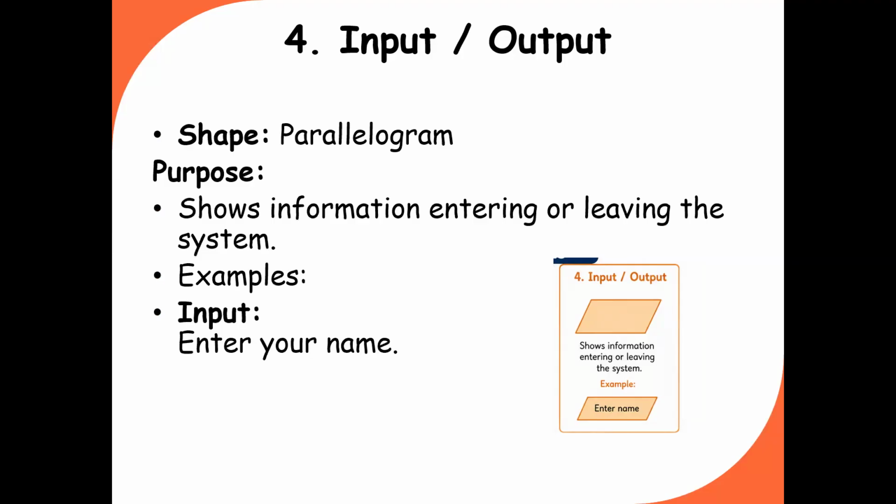Examples, enter your name. That's an input. Output, display welcome. Or another example is enter your name. I enter Mr. John. The system replies with welcome, Mr. John. So we will have two parallelograms. The first one, enter my name. The next one, below it, welcome. So that's how we use it.